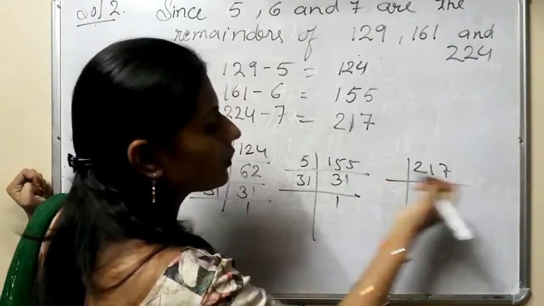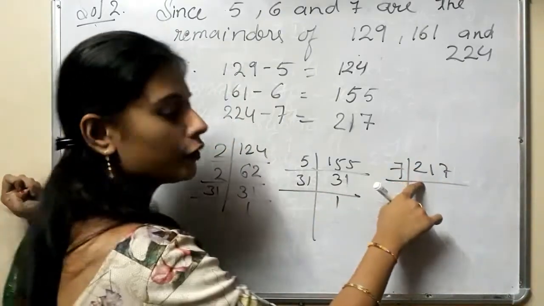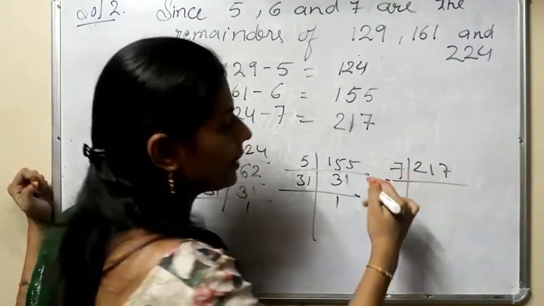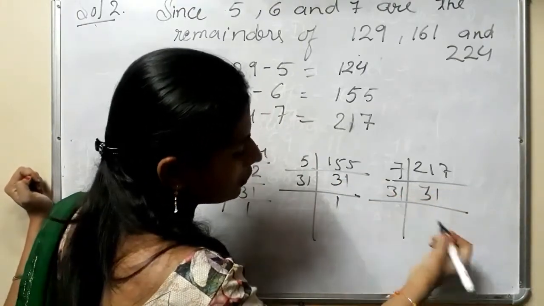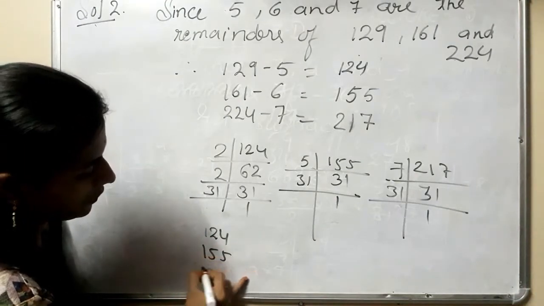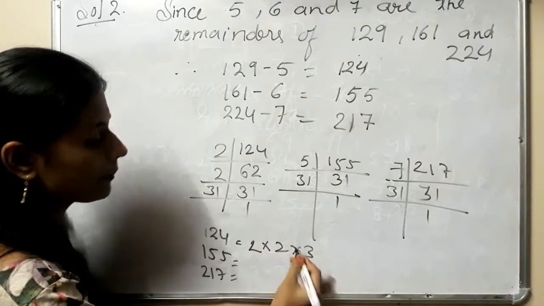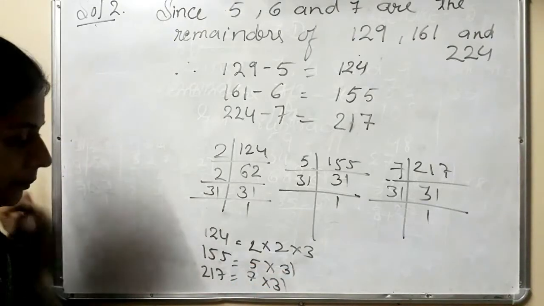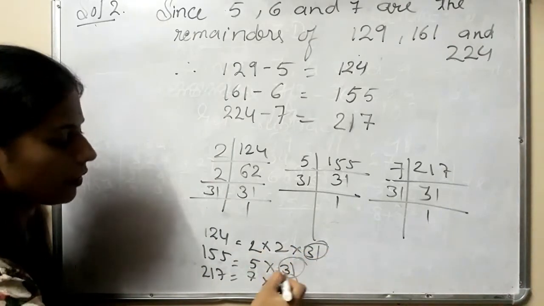Now here you can divide it by 7 because it is not divisible by 2, 3, or 5, so directly you have to divide it by 7, 7 3s are 21, 7 1s are 7. Now 31 you got here, so 31 1s are 31. So 124, 155, 217. Factors of 124 is 2 into 2 into 31, 5 into 31, 7 into 31. So only one number is seen common here, that is 31, not any other number.